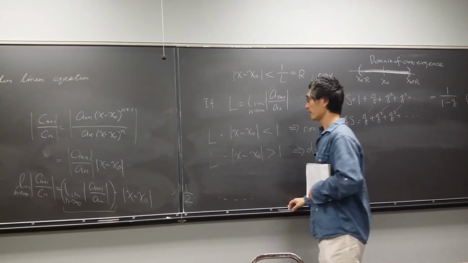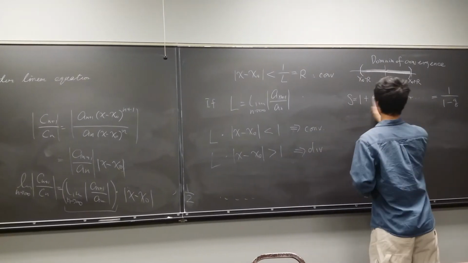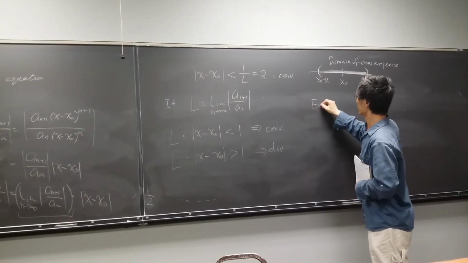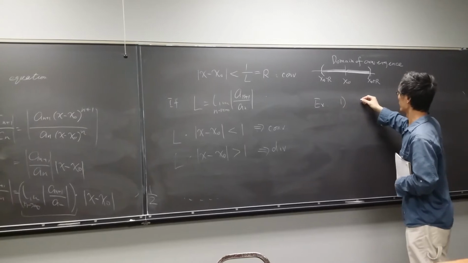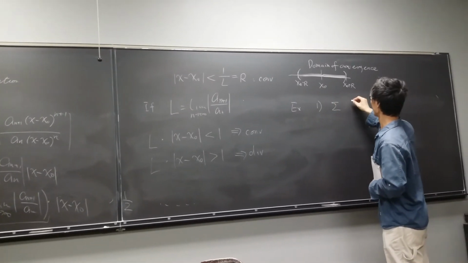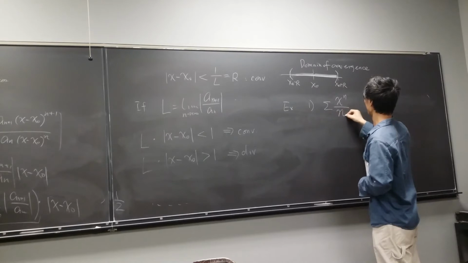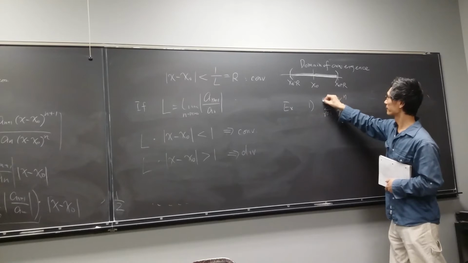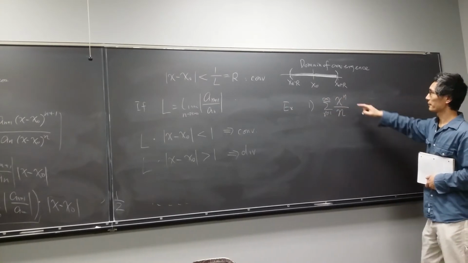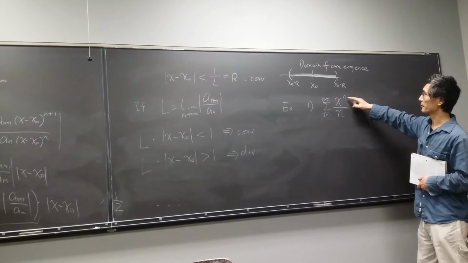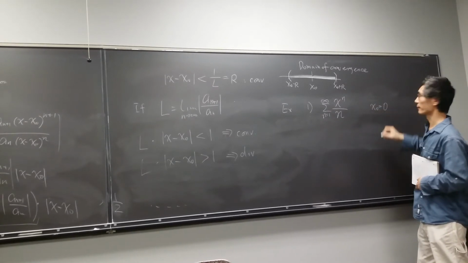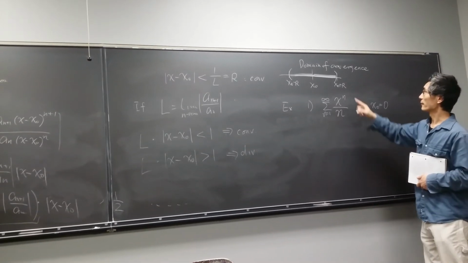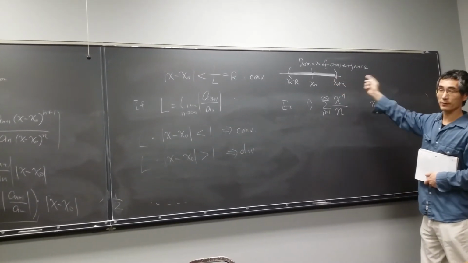Okay? Now let's see an actual example. First example is the summation of x to the n over n. And because n cannot be 0 in the denominator, let's start from 1. And since the power series is x to the n, we can say the center must be 0, right? Otherwise it would be x minus x naught. So we know the interval would be between some negative number and some positive number.